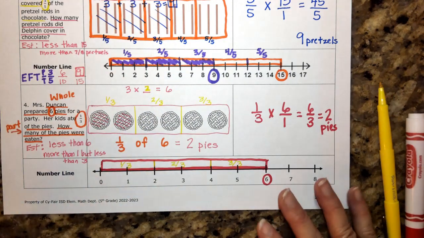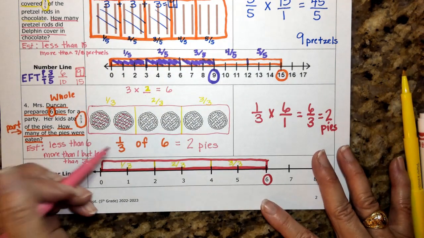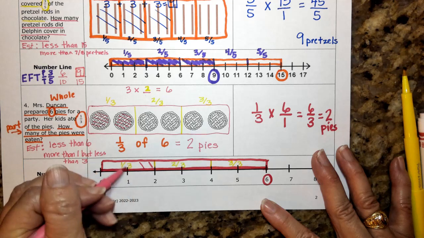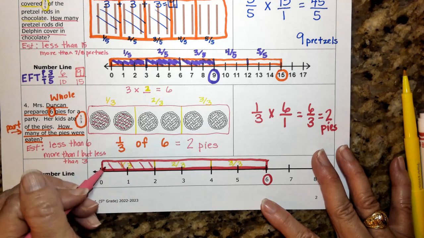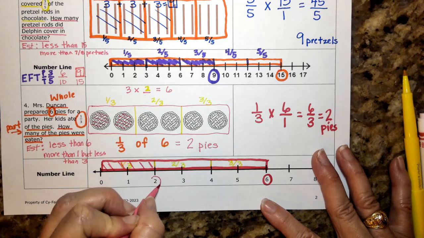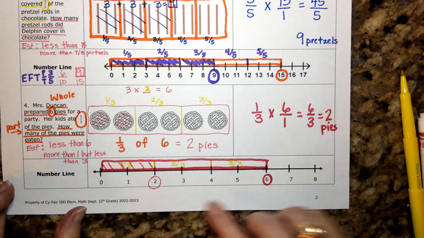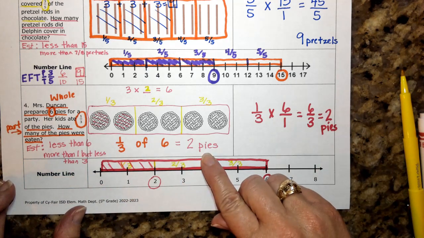And now I'm going to quickly shade in 1/3 of the group. So 1/3 of the group gets me to the number 2 on my number line, and the number 2 is exactly what I have here.